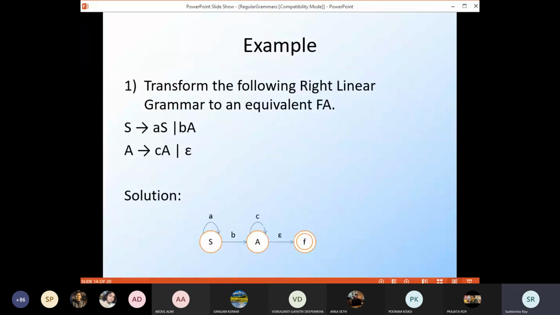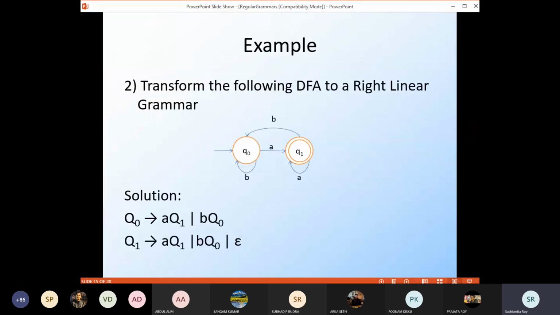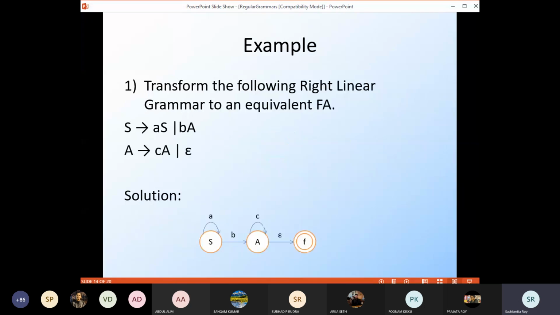So here, this is not wrong. If Qi is a final state, then you add this rule, Qi rewrites to epsilon, and it is not related to the transition. We had gone wrong there. Because Qi is a final state, as you can see here, Q1 goes to epsilon. Okay, so I think this construction is very simple. The construction is very intuitive because you have worked so much with finite automata, you should have no problems with it.